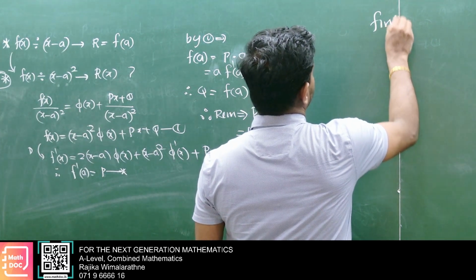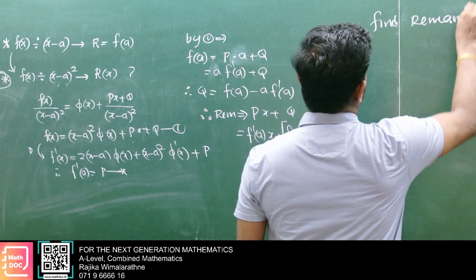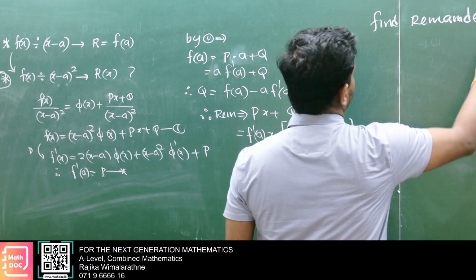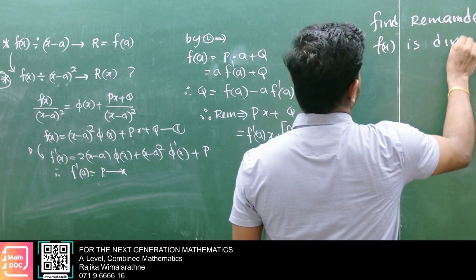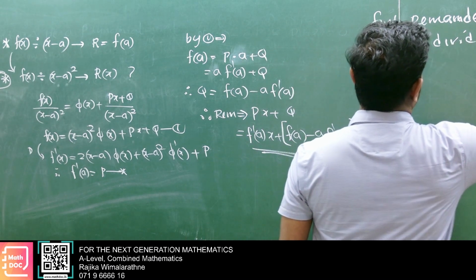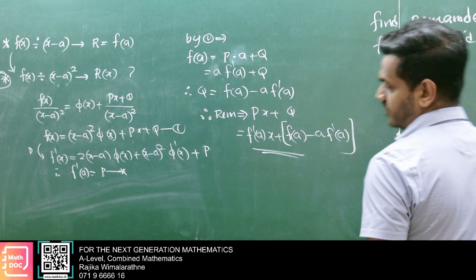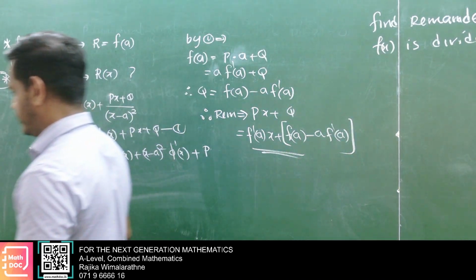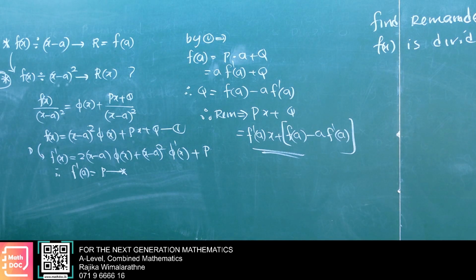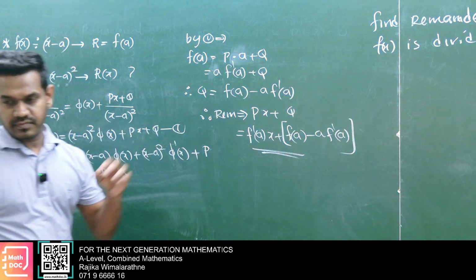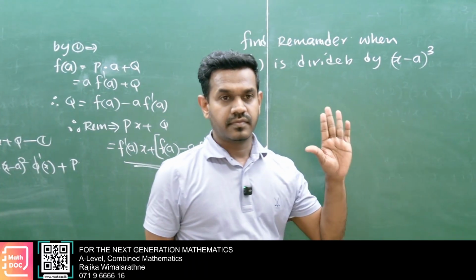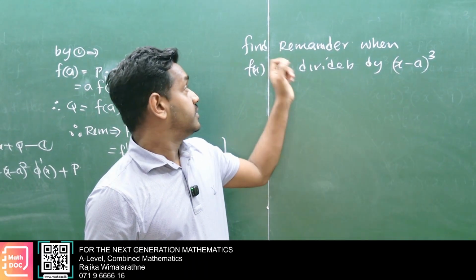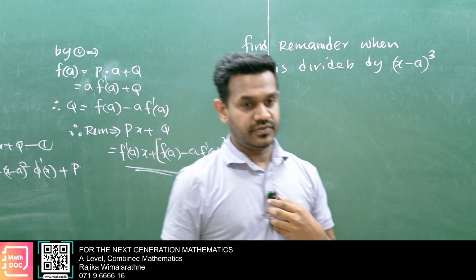Find the remainder when f(x) is divided by x minus a cube. Okay, let's write this one. Try to find this. Find the remainder when f(x) is divided by x minus a cube. Take time.